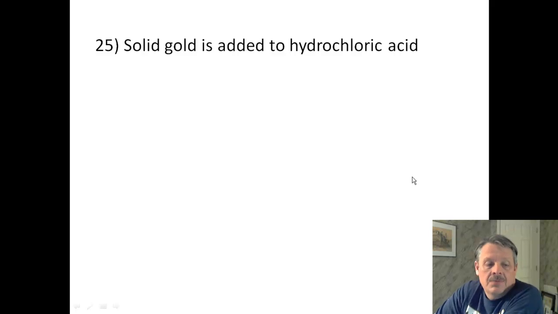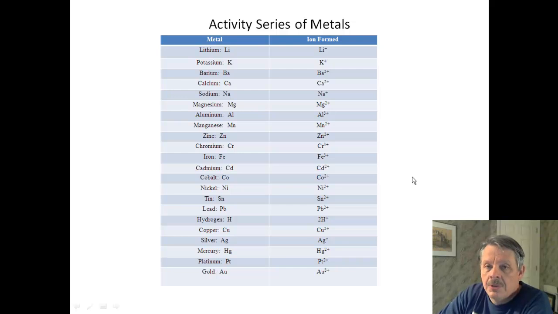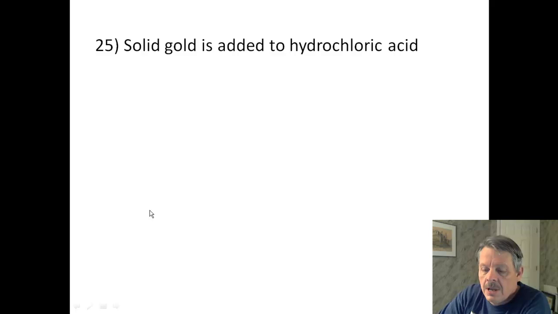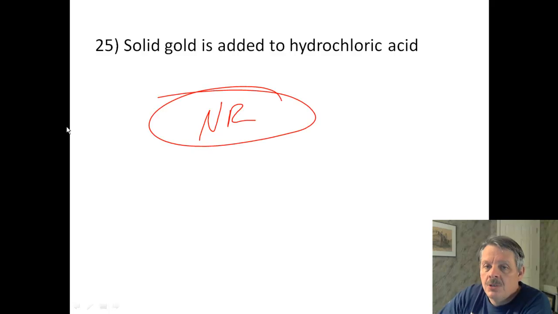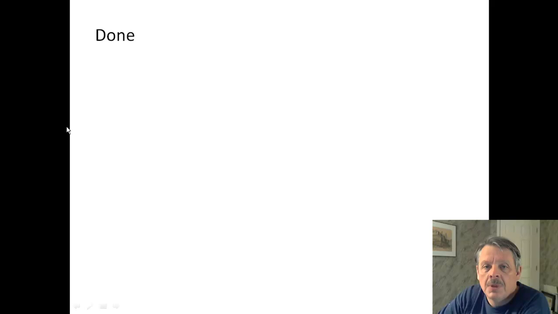All right. Number 25, solid gold is added to hydrochloric acid. So what happens? Well, gold is the last thing down on the activity series, and hydrogen's above it. And chlorine is already with hydrogen. So no reaction happens on number 25. That's a nice way to end this because that was our last problem.